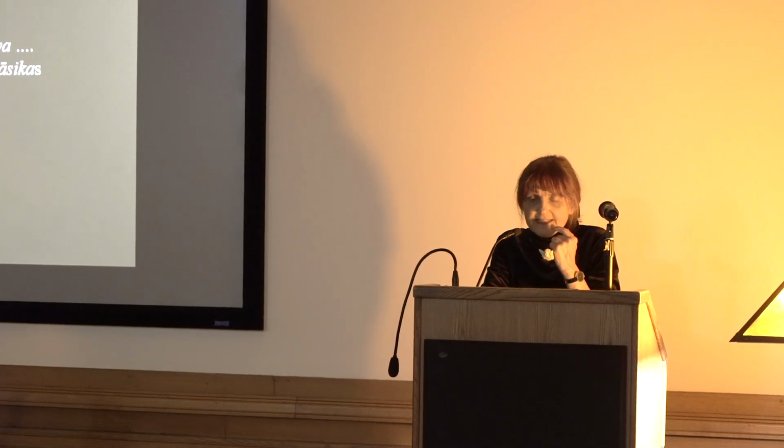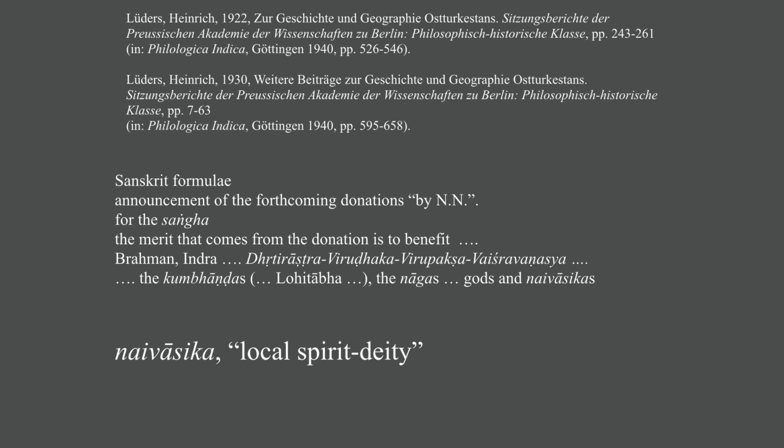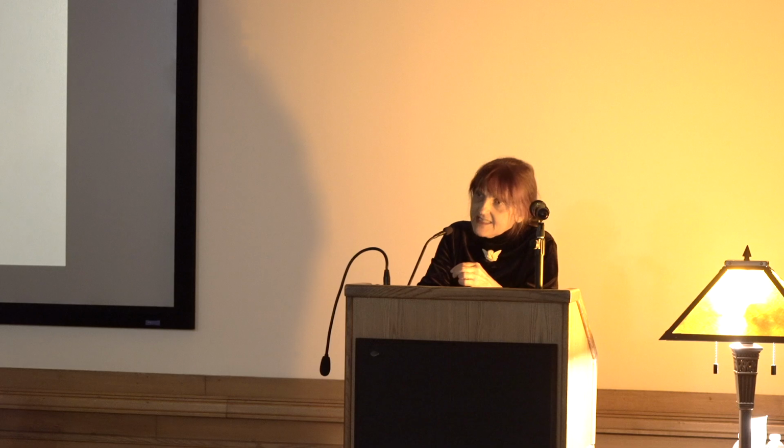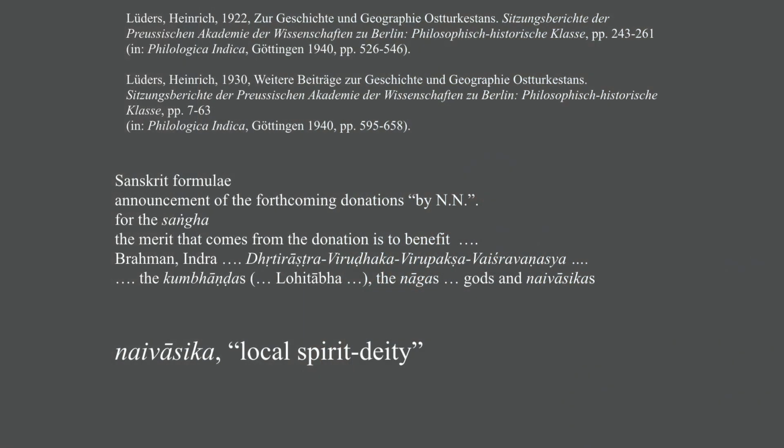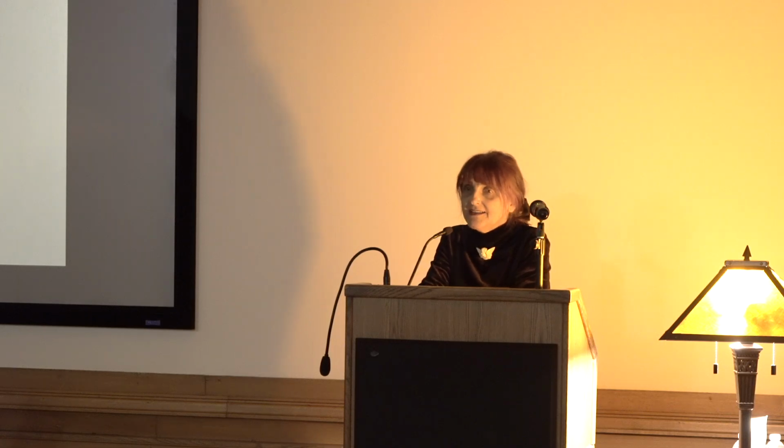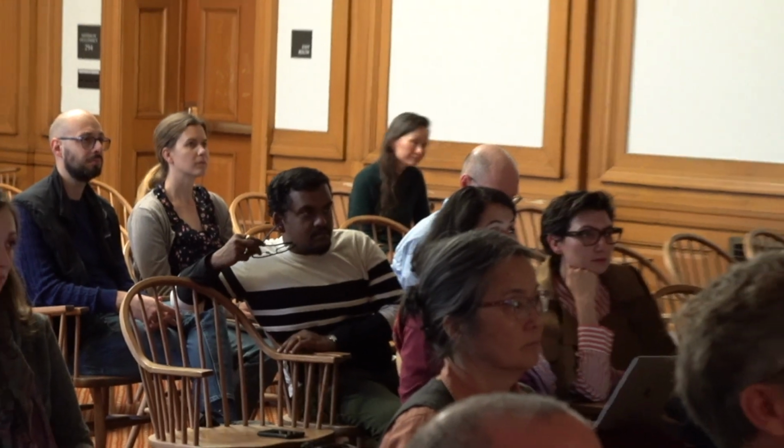So there were formulas of donation for the monks, for the sanghas. But the merit of the donation should go to different persons. There was a king, there were different ministers, their own dead parents or family, and also names of different deities. I don't want to make it boring for you, but what you have seen: Brahma and Indra, Dhritarashtra, Virupaksha, the 4 kings of directions, and Kumbhandas with this Lohita, Nagas, gods, and Naivasikas. Naivasikas are local deities, and they are really dangerous, and they must get money, they must get food. They were probably the local deities of the Tocharians.